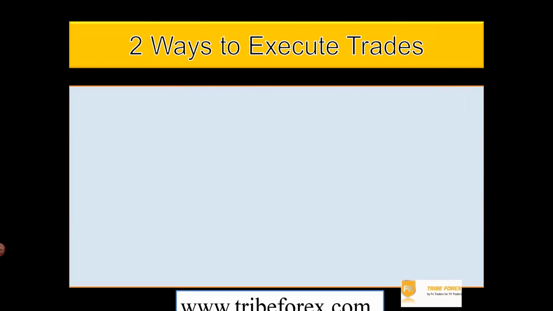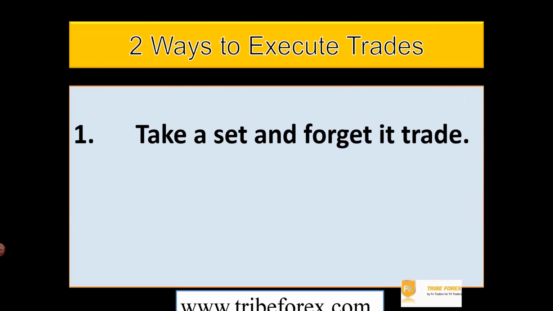So how do we trade our biases? Let's say that we decide we have a buy or a sell bias. We can take a set and forget it trade. That means that we know exactly what our entry is, our stop loss, and what our take profit will be, and we set those up and we go about our business. We live our lives. We go to sleep. We go to work. We have fun with the family, whatever.